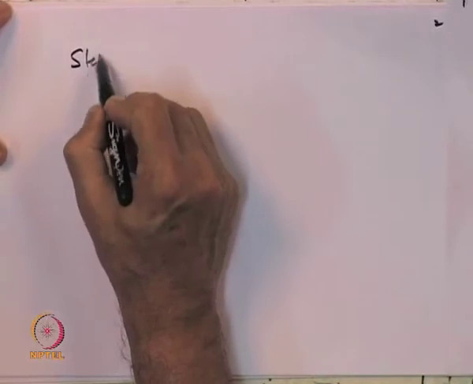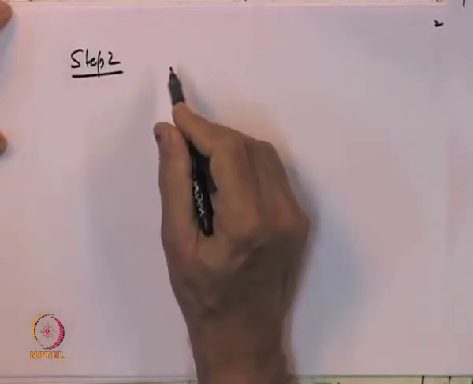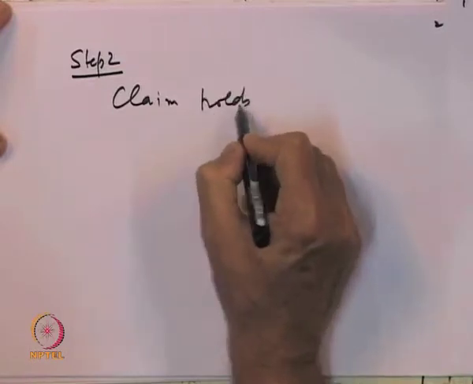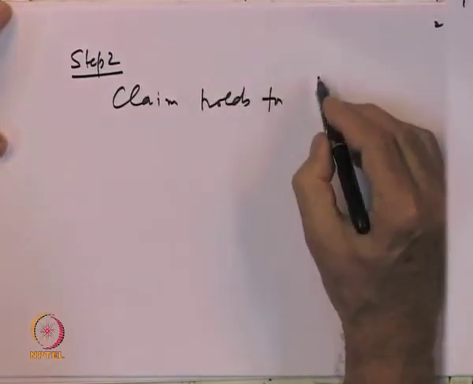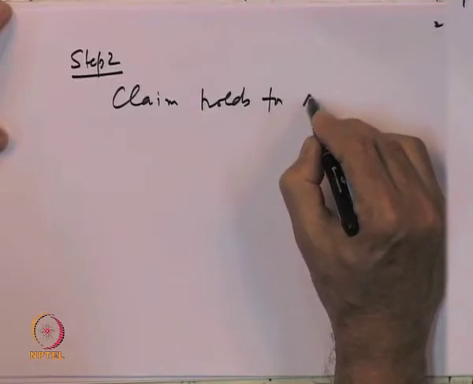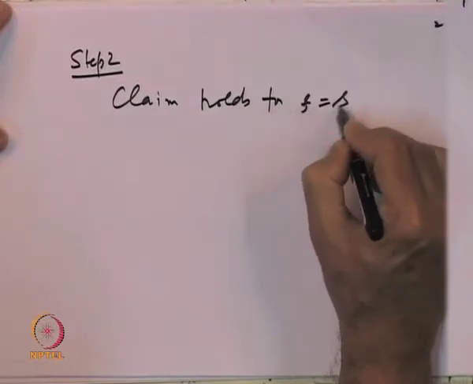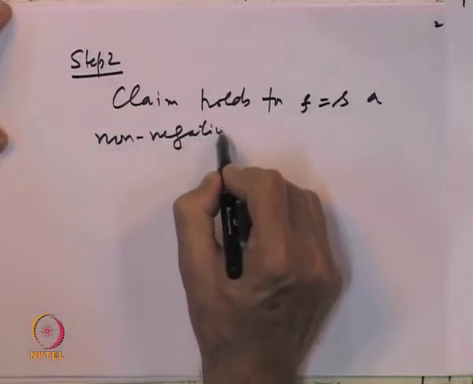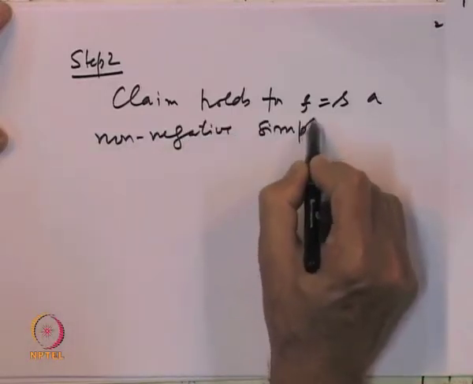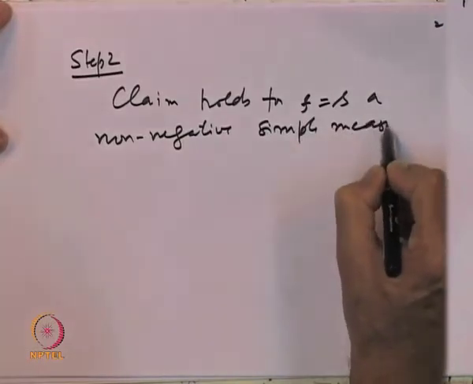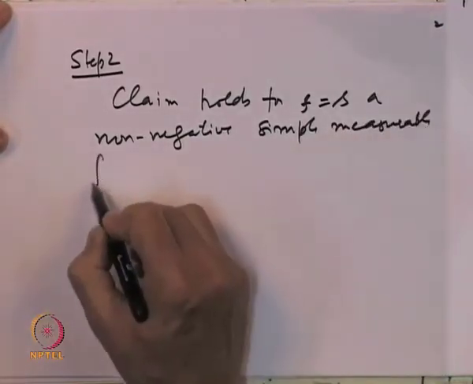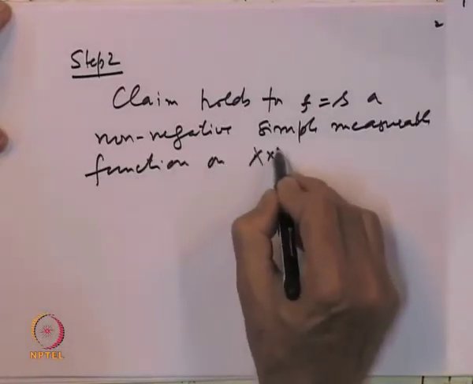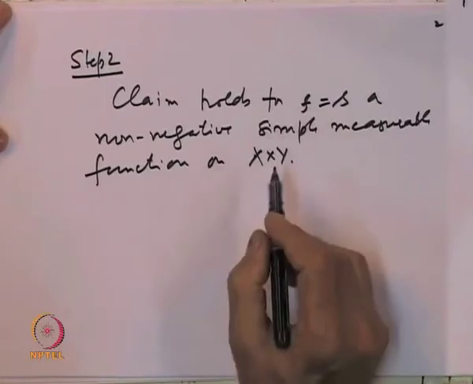So, step 2, the required claim holds for non-negative simple measurable functions. Let f equal to S, a non-negative simple measurable function on X cross Y. So, let us take, so what does the function look like?